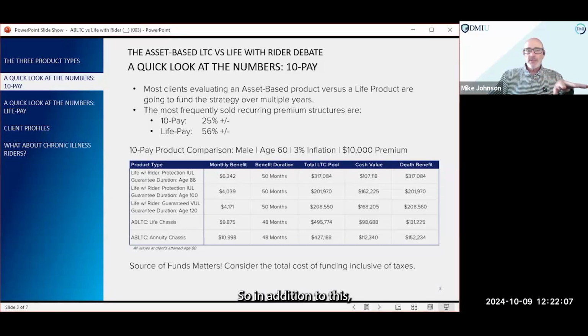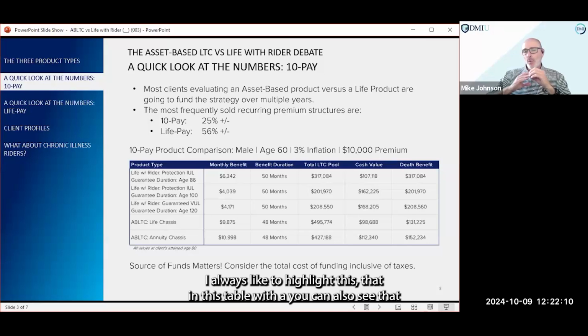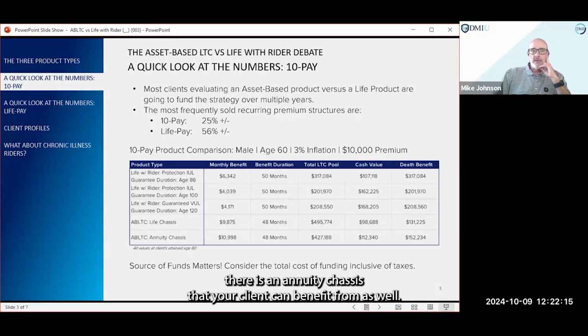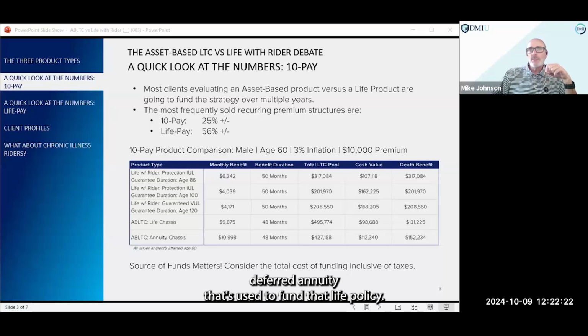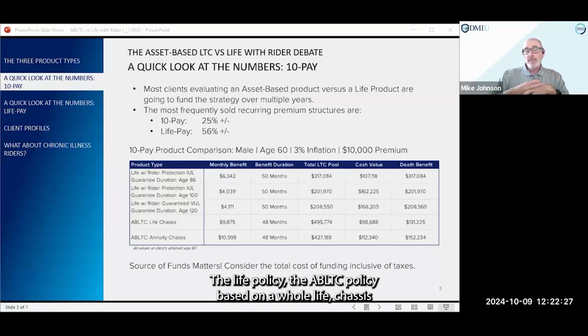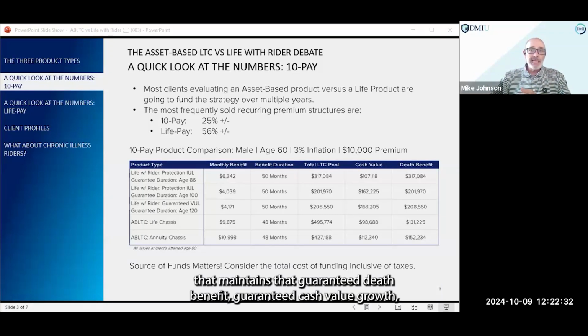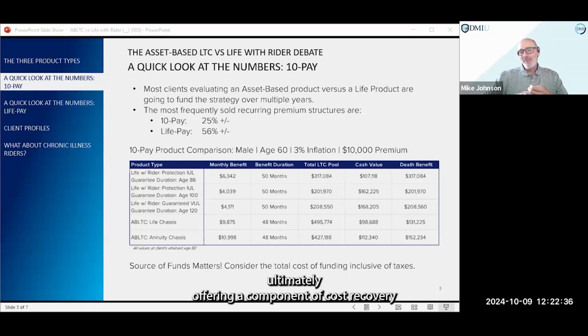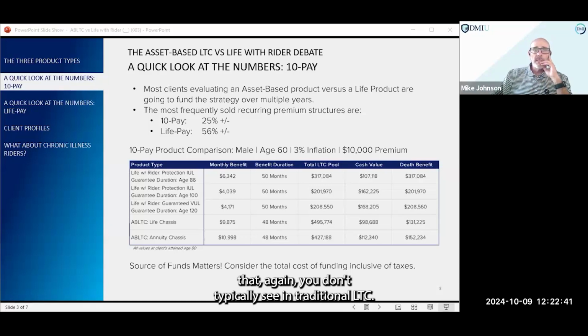So in addition to this, I always like to highlight that in this table with ABLTC, you can also see that there is an annuity chassis that your client can benefit from as well. Now, in this scenario, we're showing a single premium deferred annuity that's used to fund the life policy, the ABLTC policy based on a whole life chassis that maintains that guaranteed death benefit, guaranteed cash value growth, ultimately offering a component of cost recovery that, again, you don't typically see in traditional LTC.